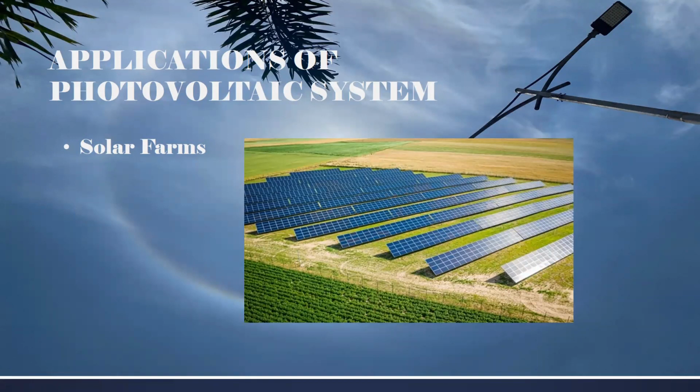So first one is solar farms. Many acres of PV panels can provide utility scale power from tens of megawatts to more than a gigawatt of electricity. So these large systems using fixed or sun tracking panels feed power into municipal or regional grids.